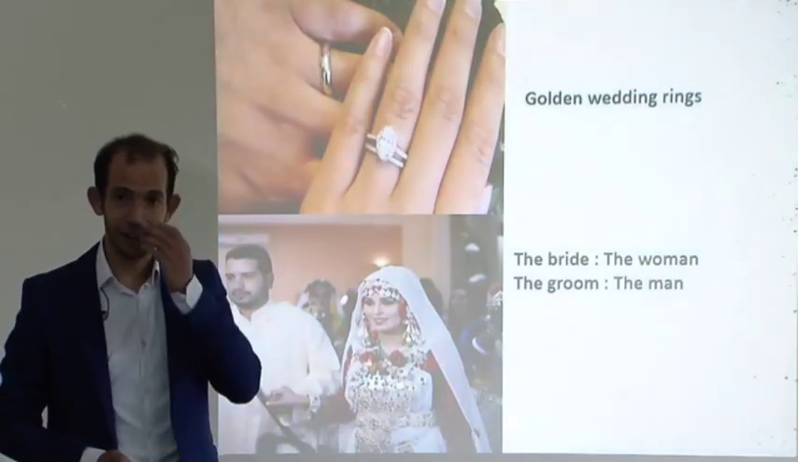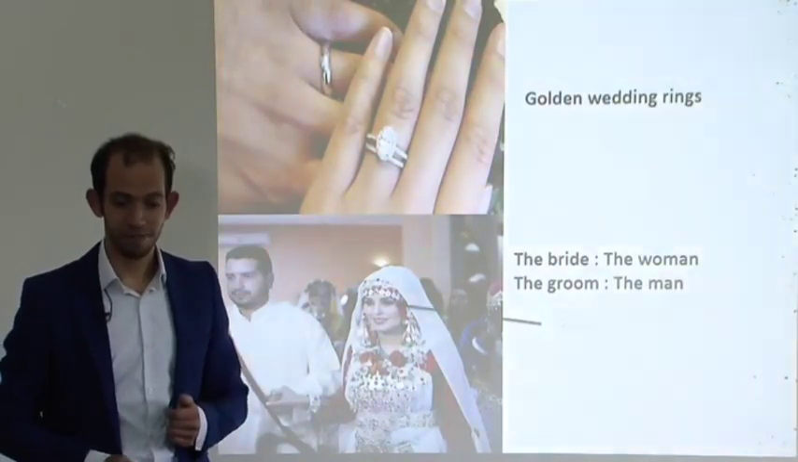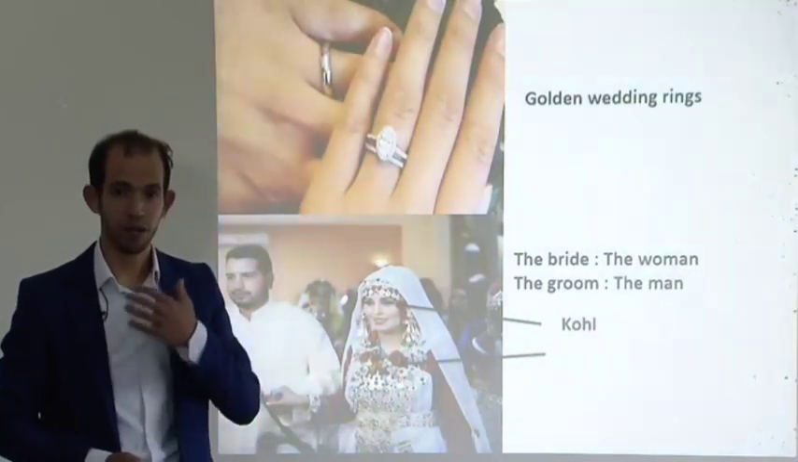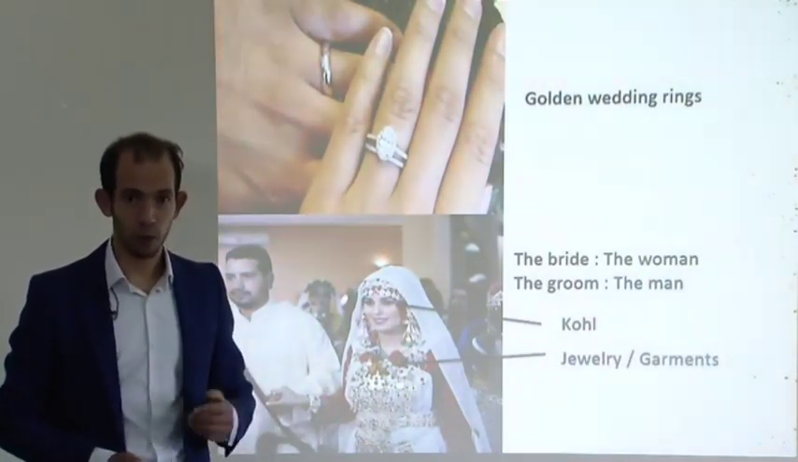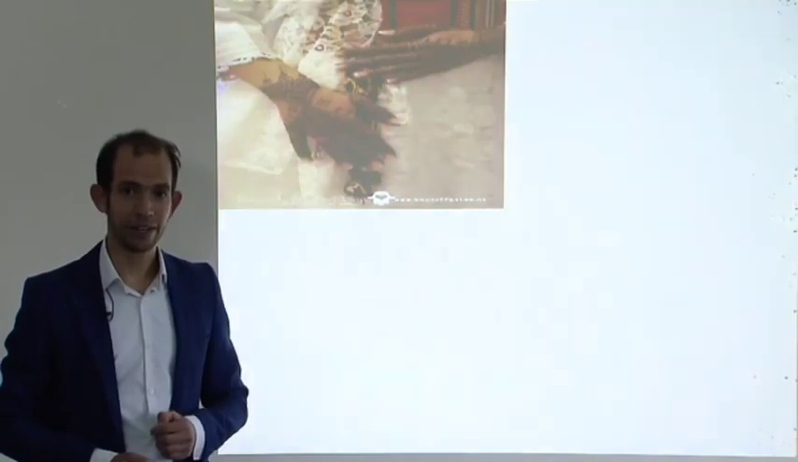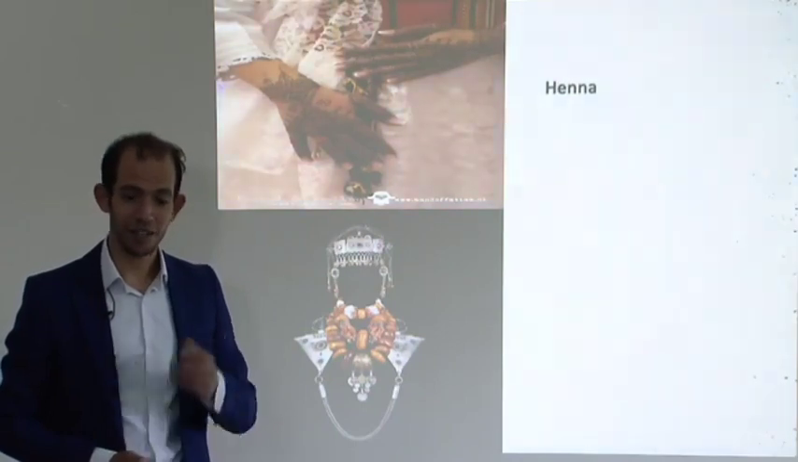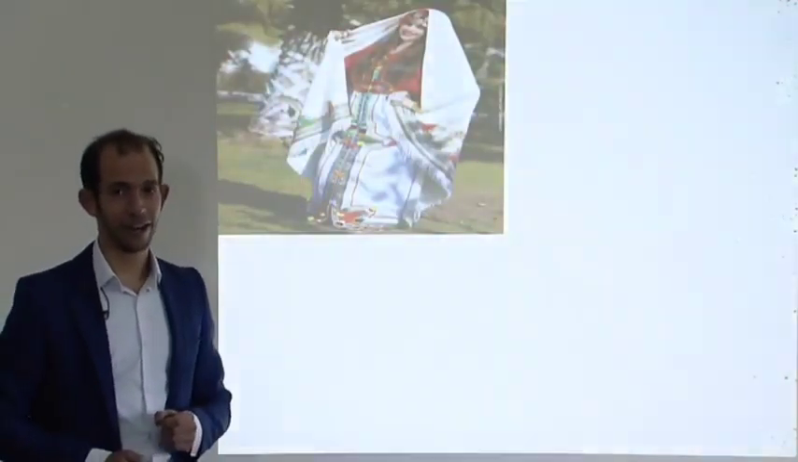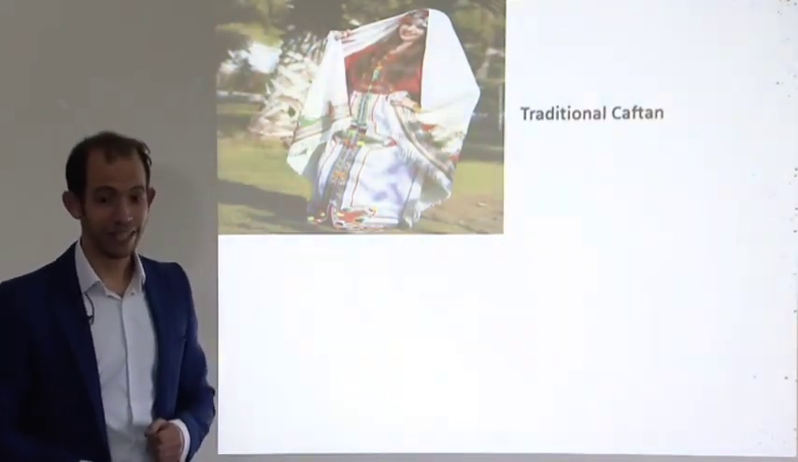So look at the eyes of the bride. What is she wearing around them? She's wearing gold. And what is she wearing here around her neck? These are jewelry or garments special for a wedding party. What do you see here? It's a natural dye called henna. And what do you see here? Yes, it's Amazigh traditional jewelry. And again, what do you see here? What is this woman wearing? It's a traditional kaftan. Very good.